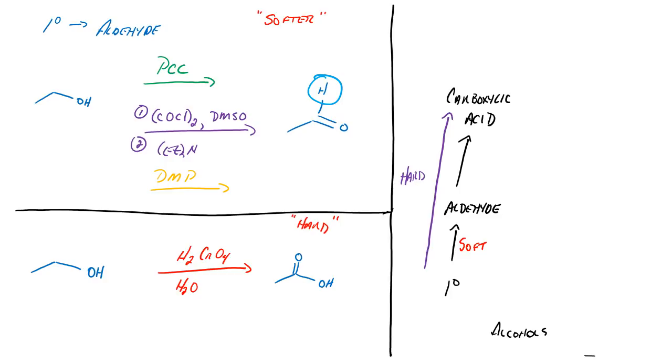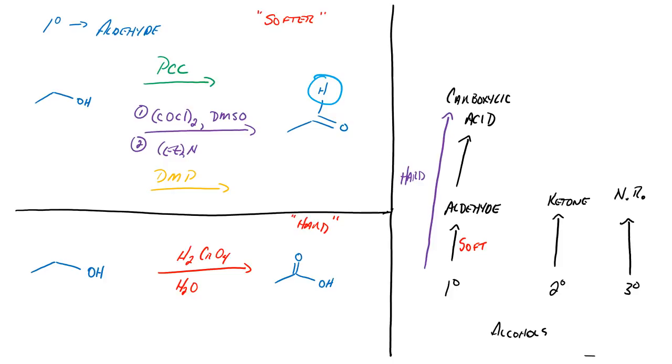If I have a secondary alcohol, ketone is all it is. We cannot make it to a carboxylic acid yet. So for secondary alcohols, it doesn't really matter. We can pick either the hard or the soft. In tertiary alcohol, no reaction for oxidation, again, yet.